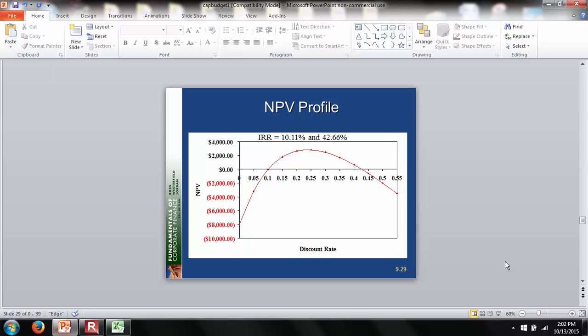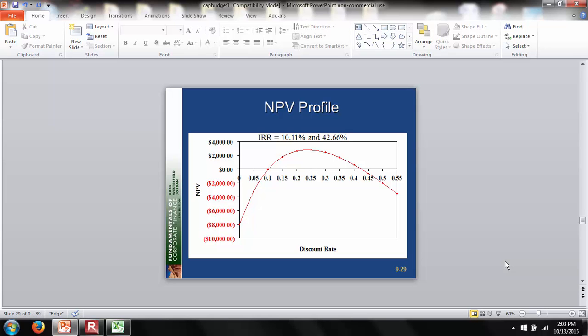It basically tells you that if the IRR is 10% and your cost of capital is 15, you will not take up the investment. On the other hand, if the number 42.66 is correct, it basically tells you that you want to take up the investment because you are making a lot more than your cost of capital or the required rate of return.